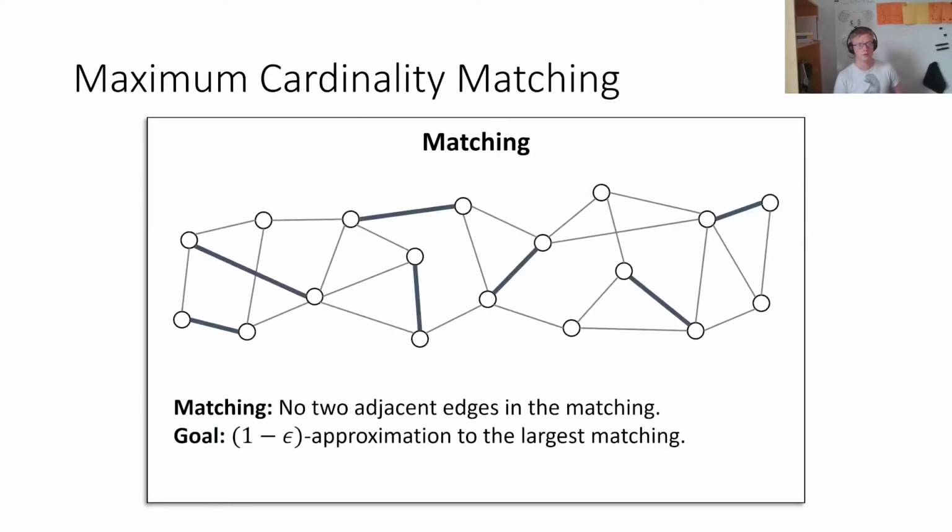I guess most of you are familiar with the maximum matching problem, but just to go over it quickly, in a matching we have a set of edges that don't intersect, and in the maximum cardinality matching the goal is to find the largest possible matching. We know that finding the optimum is kind of hard, so our goal is to aim for an approximation that is as close as possible to the optimum.